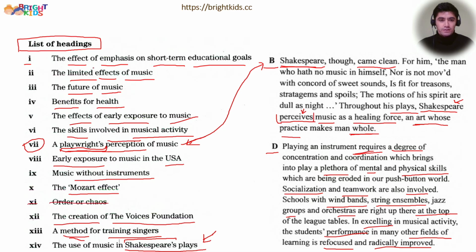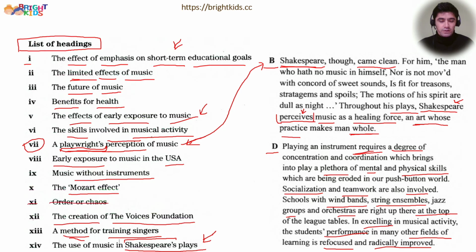The first one, the effect of emphasis on short-term educational goals. Was there anything about short-term educational goals? No, nothing. The limited effects of music. There's nothing about limited effects of music. The future of music. I haven't found anything about the future of music. Benefits for health. Doesn't really fit the information. The effects of early exposure to music. Early exposure to music. No.